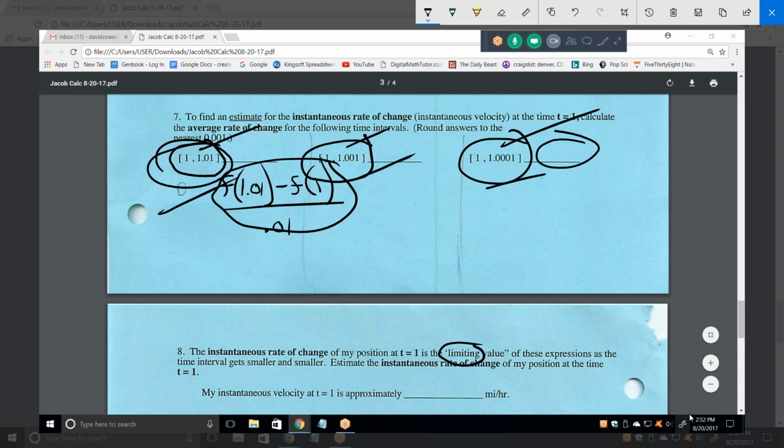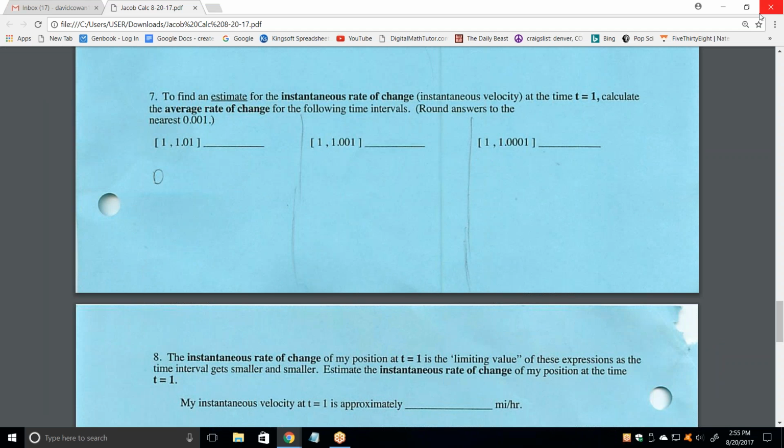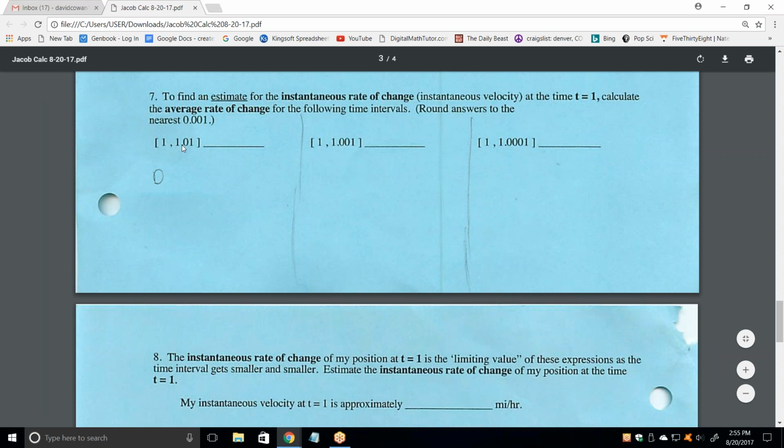Now, we're kind of running out of time, so I don't want to go through these calculations. I trust you can do those, though. I mean, you can, right? You're not confused about any of these for number 7? No. Okay. Just do f of 2 minus f of 1 divided by their difference in each of the 3 cases.